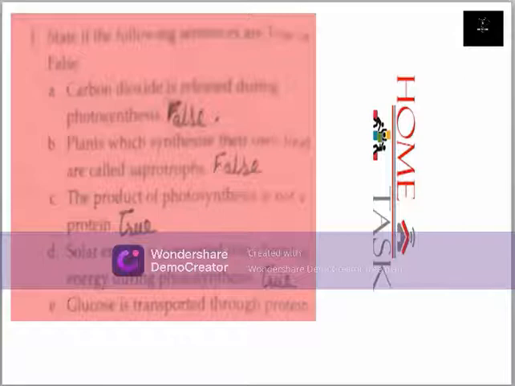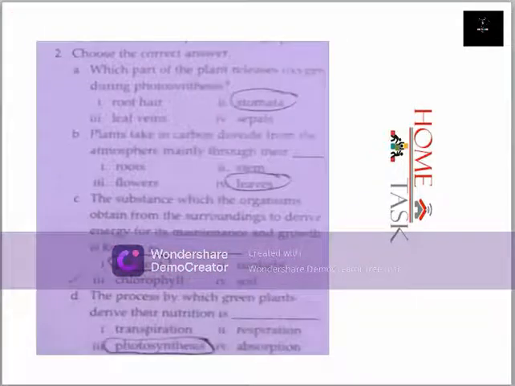Solar energy is converted into chemical energy during photosynthesis. You have to decide whether it's true or false. And the last one is, glucose is transported through protein. You have to decide whether it's true or false. Next, choose the correct answers. You have to choose one from the four. The first one is, which part of the plant releases oxygen during photosynthesis? There are four options: root hair, stomata, leaf veins, and sepals.